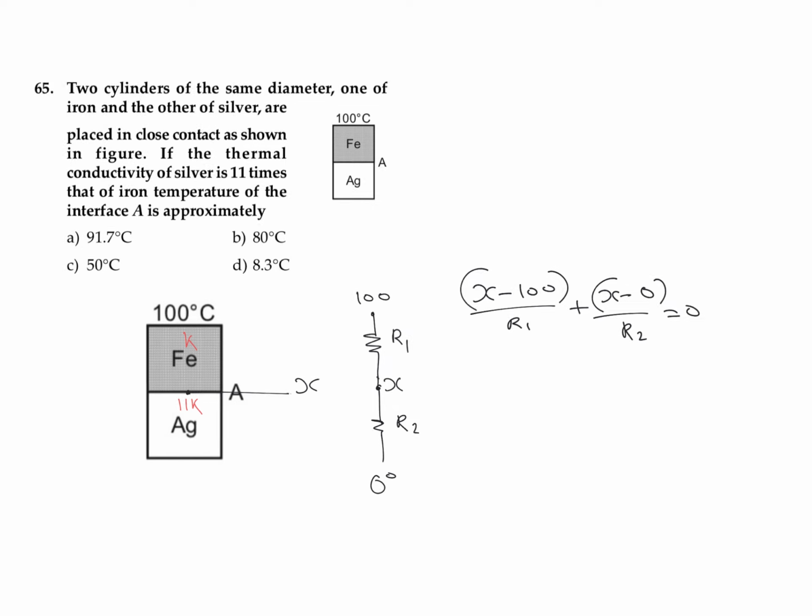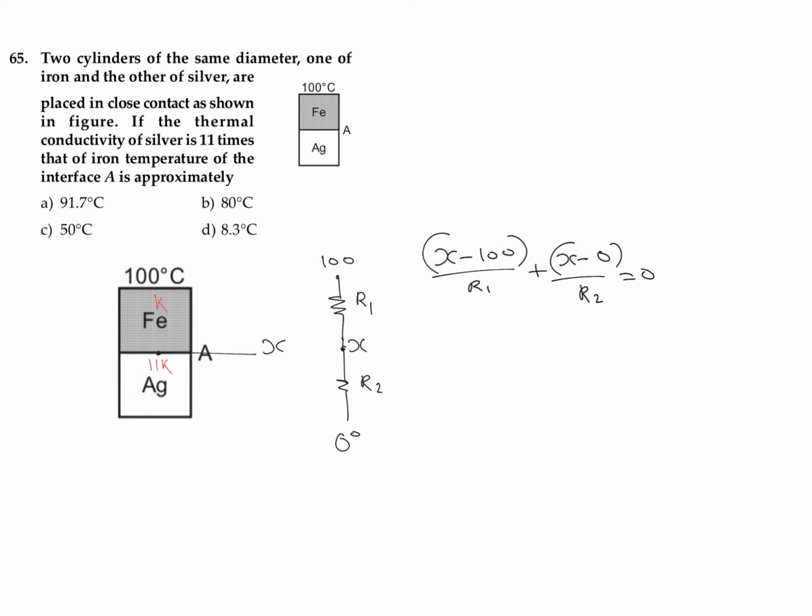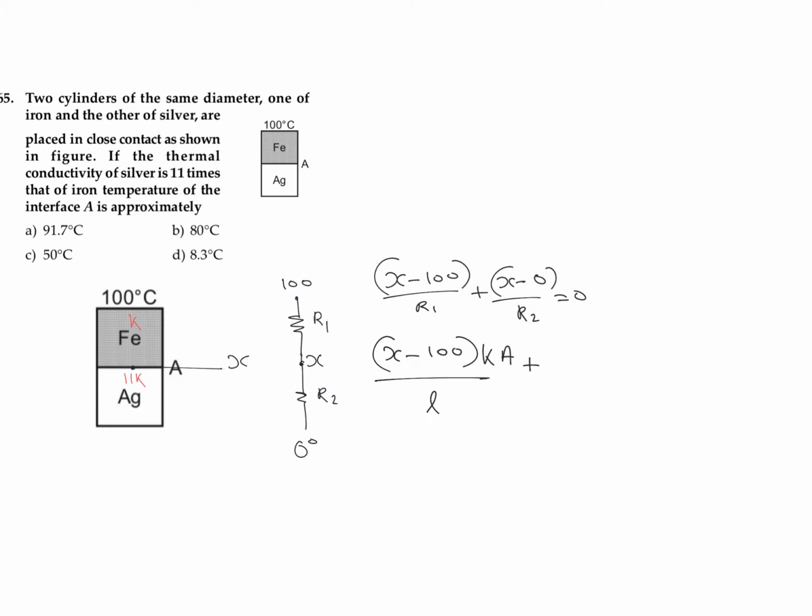Over here we can write the value of R1, since we know that resistance is L by KA. So we write (X minus 100) divided by R1, where R1 is L divided by the conductivity K times the area of cross section A, plus (X minus 0) divided by R2. R2 is nothing but L divided by 11KA, and the sum is equal to 0.